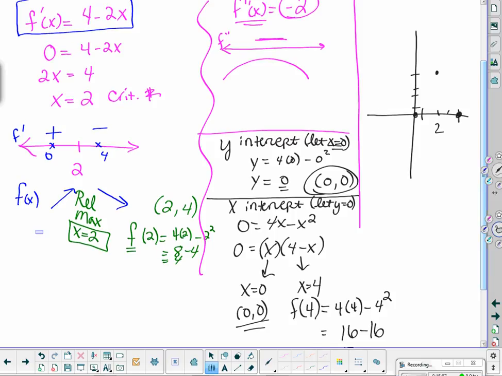Okay, so I've got to go through these 3 points. I need to do it in a manner where I'm increasing on the left side of 2. So on the left side of 2 I'm increasing, on the right side of 2 I'm decreasing. It just so happens that it comes out concave down as it was supposed to. It's a parabola opening downwards.